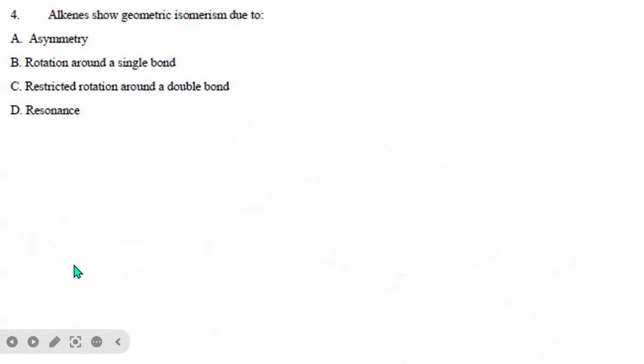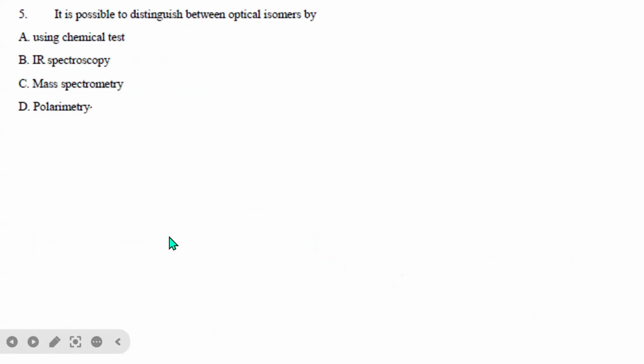So then let's look at another question. Question 5: is it possible to distinguish optical isomers? Actually, optical isomers, we have L isomers and D isomers, that is levorotatory and dextrorotatory. But by just mere physical looking, you cannot identify which one is the L isomer and which one is the D isomer.